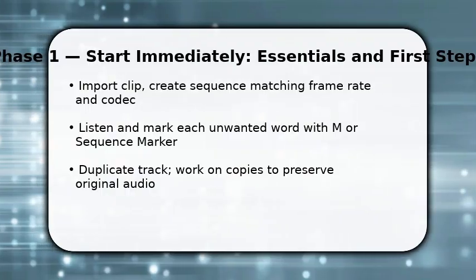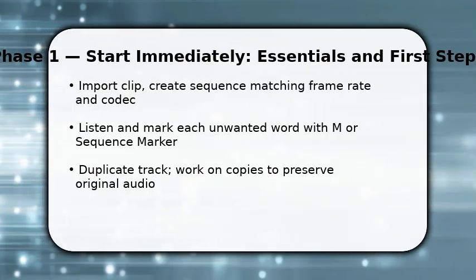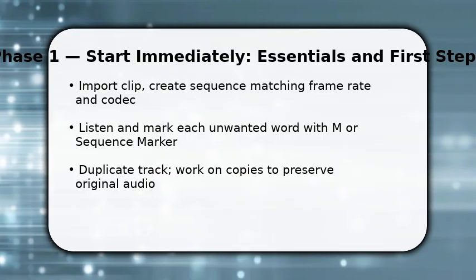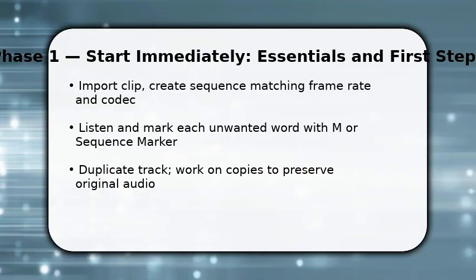You start by importing your footage and creating a matching sequence. Once loaded, play through and mark each unwanted word using M. Make a duplicate audio track so you always have the original to revert to.